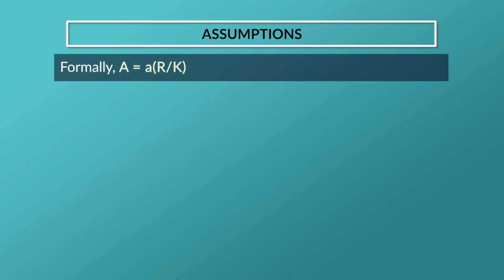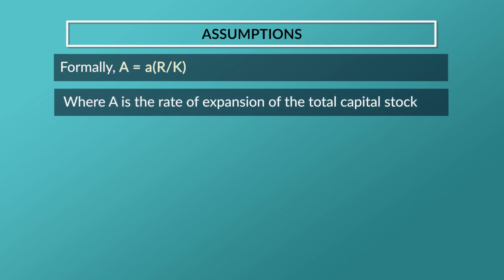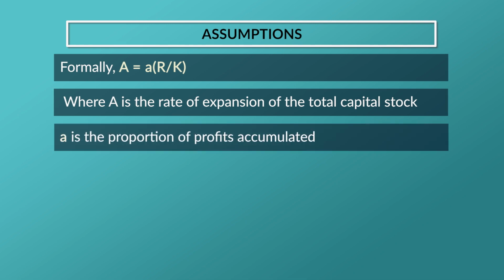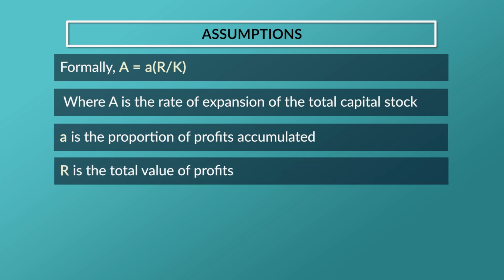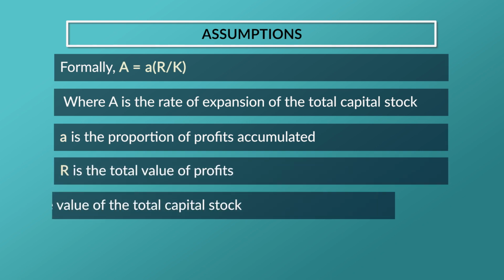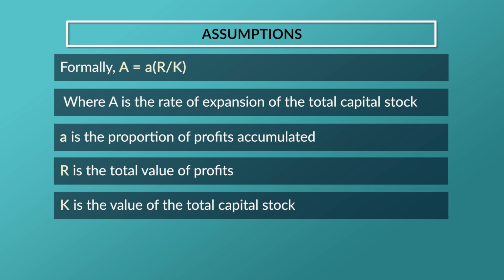Our expression here is capital A is equal to small a into capital R by capital K. Now here capital A is the rate of expansion of the total capital stock, while small a is the proportion of the profits that are accumulated. Capital R is the total value of the profits, and capital K is the value of the total capital stock.